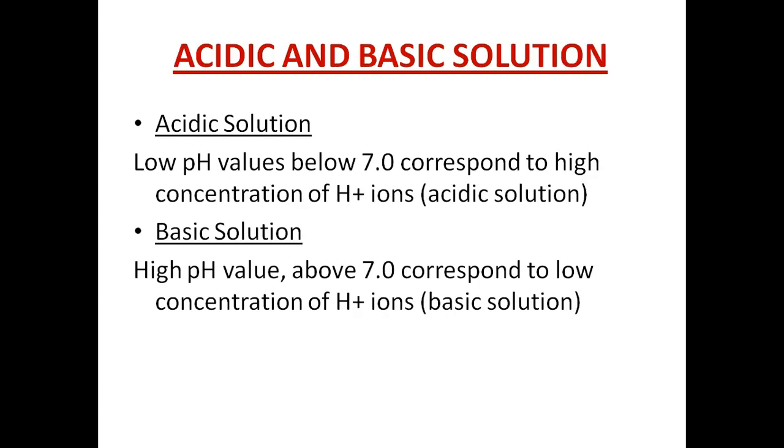So the acidic and basic solutions, as you all know: an acidic solution is a solution the pH of which is less than 7, so it has a higher concentration of hydrogen ions. Basic solutions, on the other hand, have a pH value above 7, and they have a very low concentration of hydrogen ions.